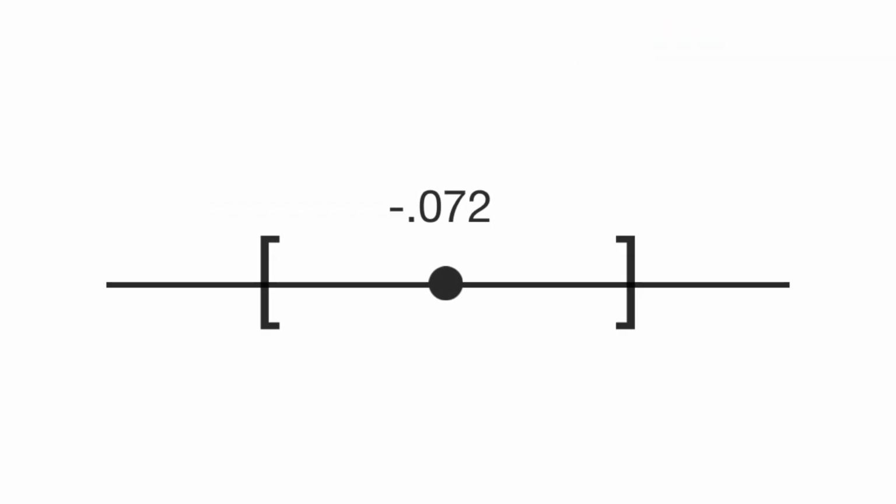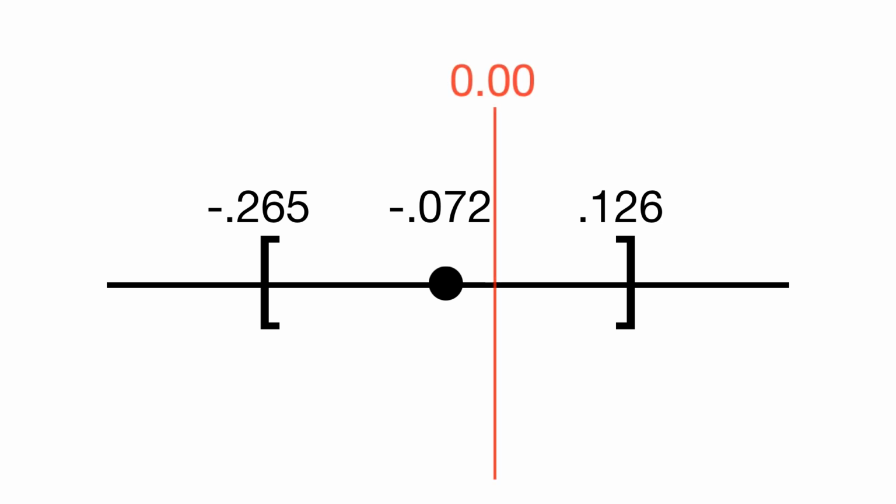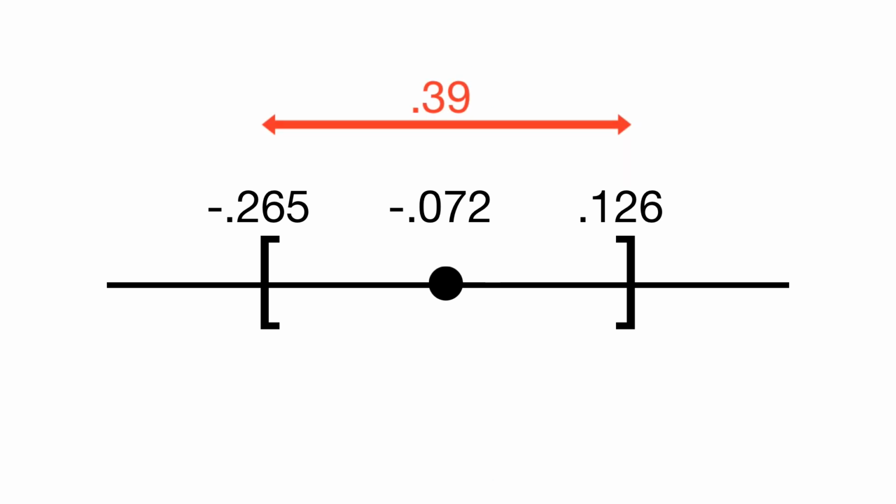Turning now to the confidence interval. Remember, this gives us a range of plausible values for the population correlation. The interval runs from -0.265 up to 0.126. First of all, we can say that the interval does contain 0. This is consistent with our decision not to reject the null hypothesis that the population correlation is 0. Secondly, the interval is almost 0.4 wide. That's a pretty wide interval for a correlation coefficient.